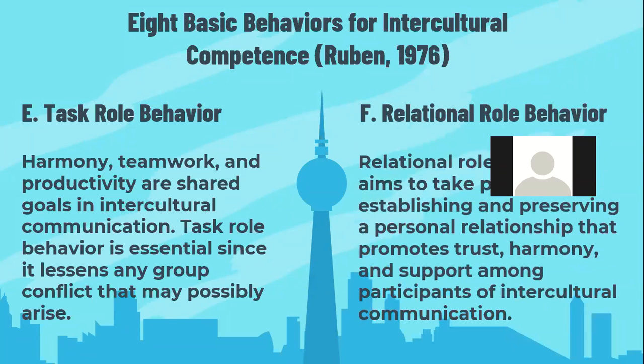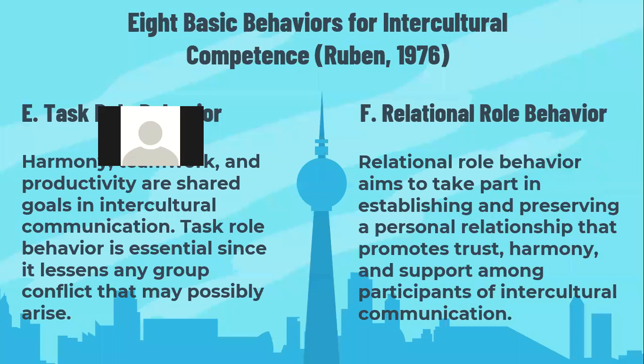Next, you have relational role behavior. Relational role behavior aims to take part in establishing and preserving a personal relationship that promotes trust, harmony, and support among participants of intercultural communication. So when you say relational role behavior, you know how to relate with them. It has a thin line between relational group and empathy. Relational group, you know how to understand them, relate with them, fully know their cultural background.